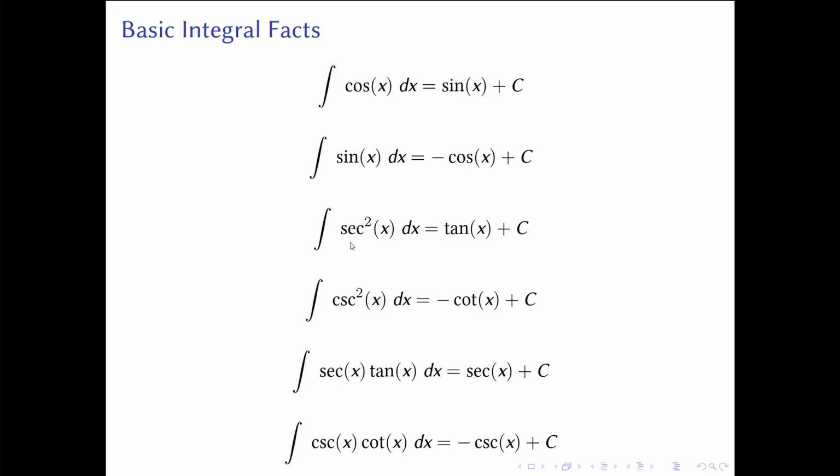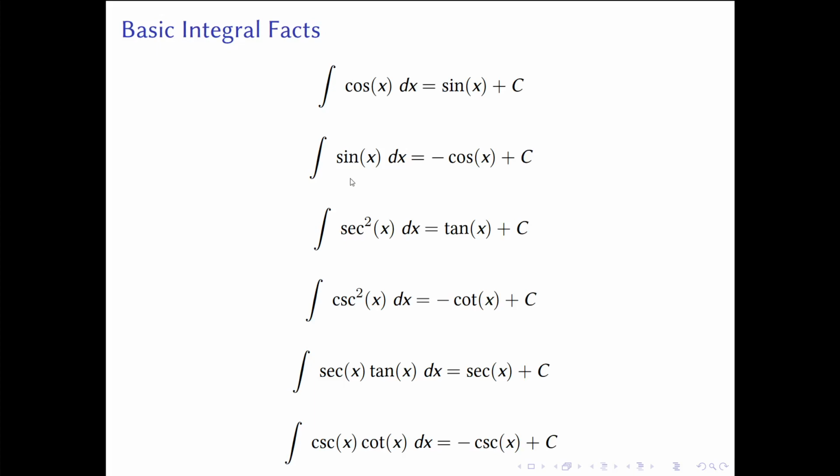All right, and the antiderivative of secant squared is tan x. The indefinite integral of cosecant squared x is minus cotangent x. Antiderivative of secant x tangent x is secant x. And the antiderivative of cosecant x cotangent x is minus cosecant x. So really all of these are just the reverse of the differentiation rules.